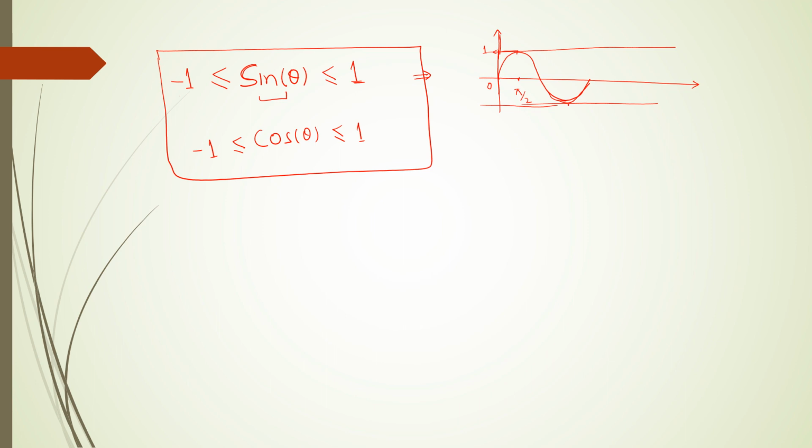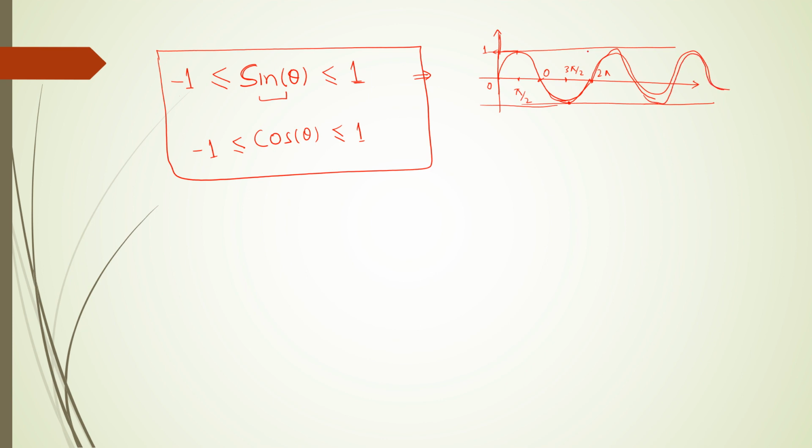So at pi it would be 0. Then at 3 pi by 2 it would be minus 1. And again at 2 pi it would be 0, and in the same fashion it would repeat further. It will touch here, touch again, and then go on like this.